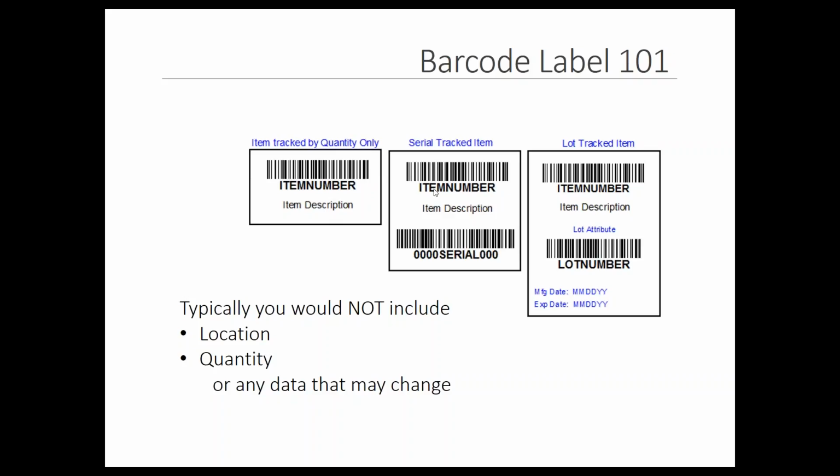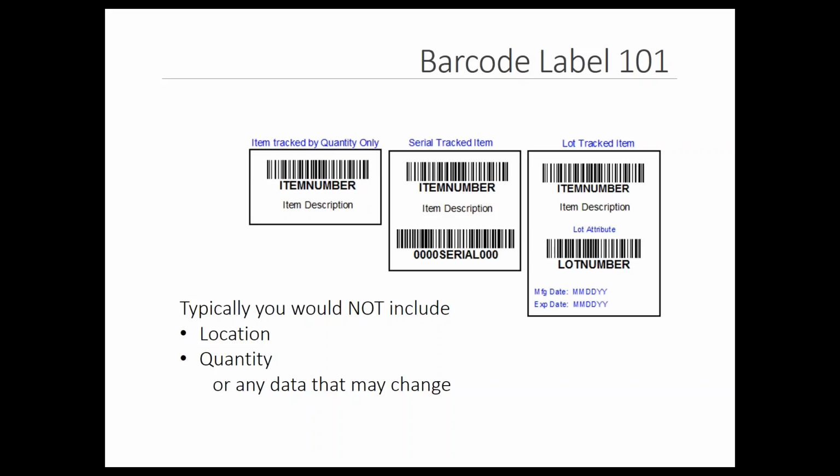If you're serial tracking, you'll want your item number and a serial number because that's going to be information we're going to be capturing. And if it's lot tracked, at a minimum, you want your lot number and your item number on those types of labels. Now, you might have some additional information that might be useful to the user to see, which might be, for lot numbers, especially a manufacture date, an expiration date, or any other lot attributes you might be capturing.